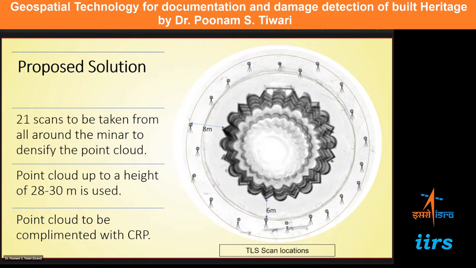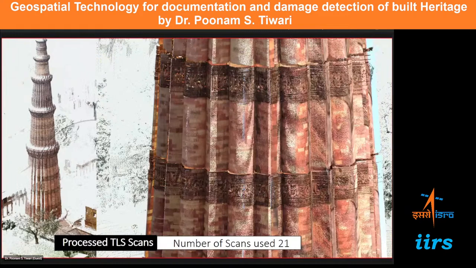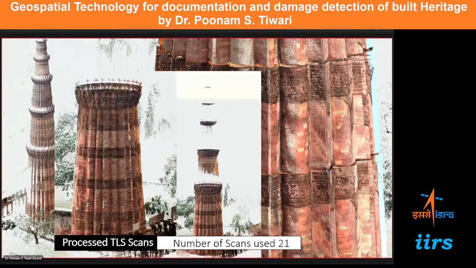But beyond this 30 meter, we needed to improve this point cloud. Okay, this is the processed terrestrial laser scans. You can see the total number of scans that we have used is 21. Still, at the bottom we have got very high density. At the top the density was less. You can see here.